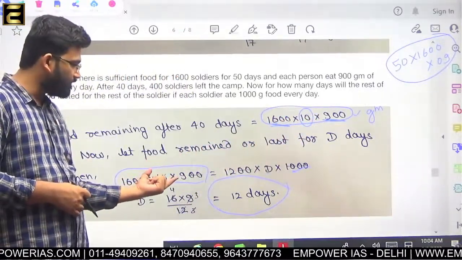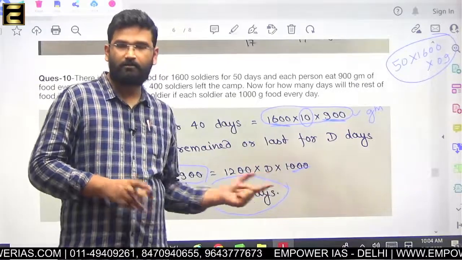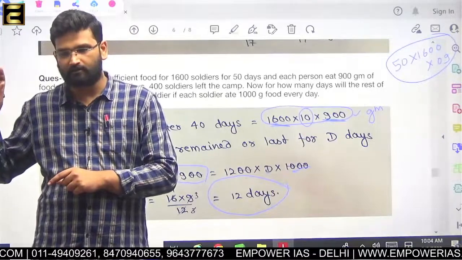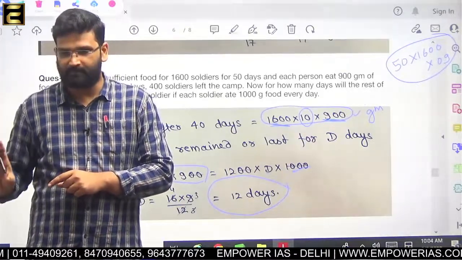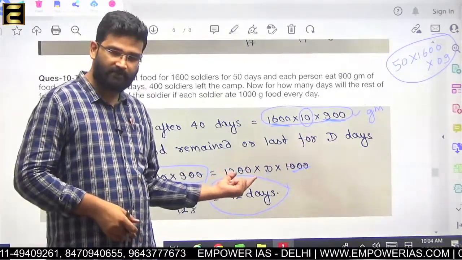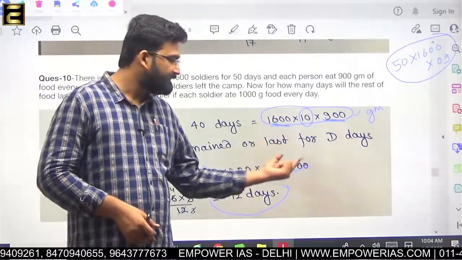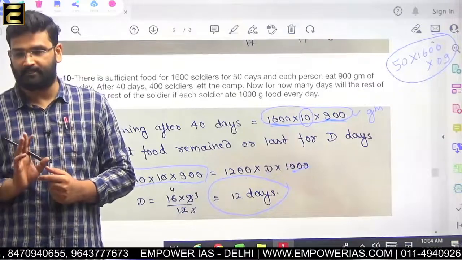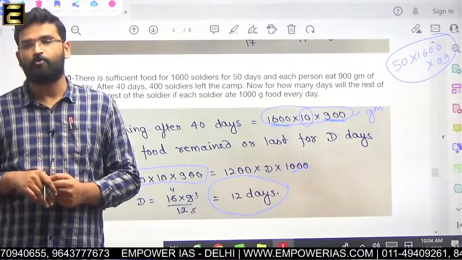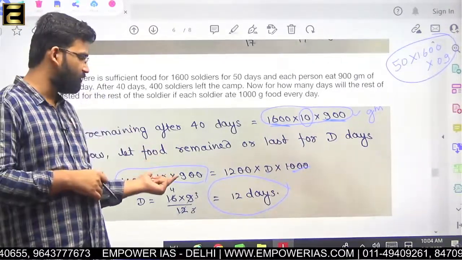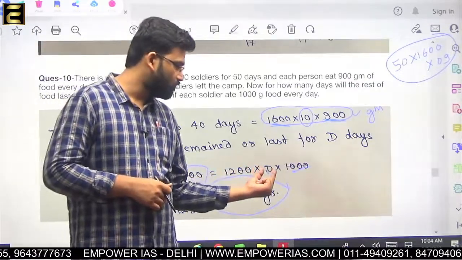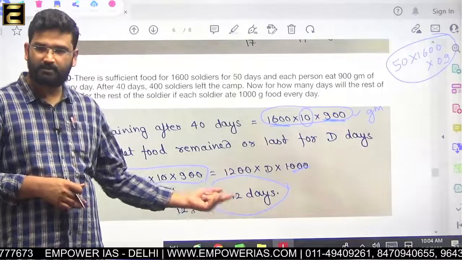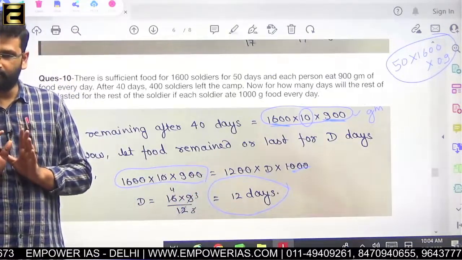Now this food is going to be consumed by 1200 soldiers. Why? Because 400 soldiers were moved to some other camp, so remaining soldiers will be 1200. Now each soldier started consuming 1000 gram instead of 900 gram. So how many days will this food last? This food will last for D days. Now here we have calculated D is equal to 12 days. Now is it okay? Understood?